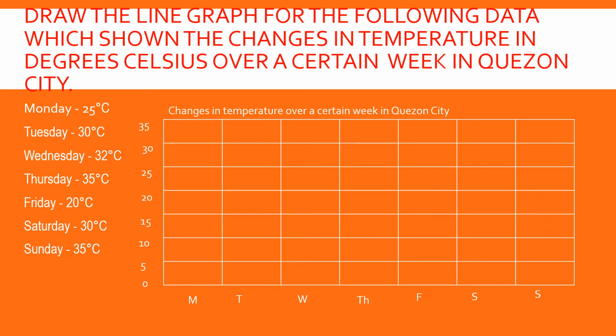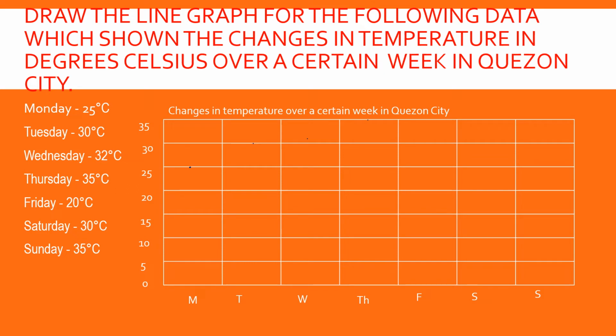Say Monday is 25 degrees. So if we're going to put a point here, okay, let's make a darker color. So this is 25. Okay, so this is 25 points. And then for Tuesday, you got 30 points. And then for Wednesday, you got 32. And then for Thursday, you got 35.